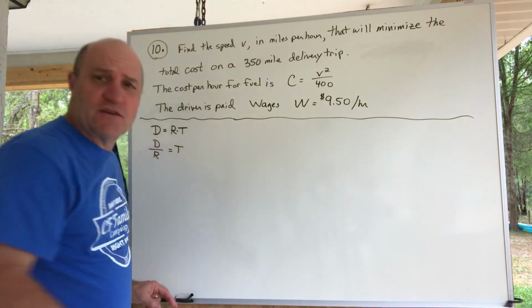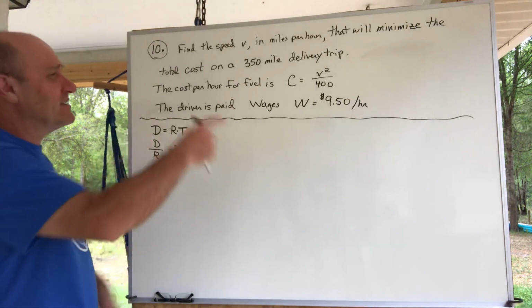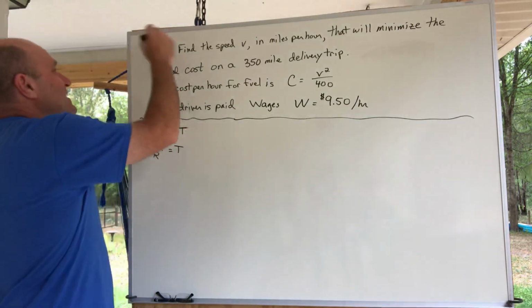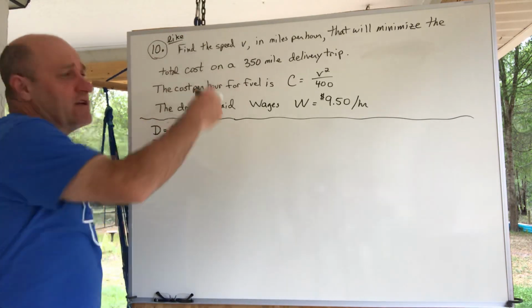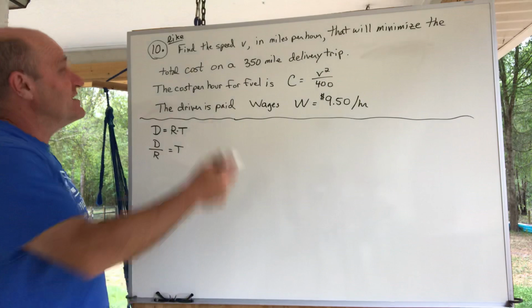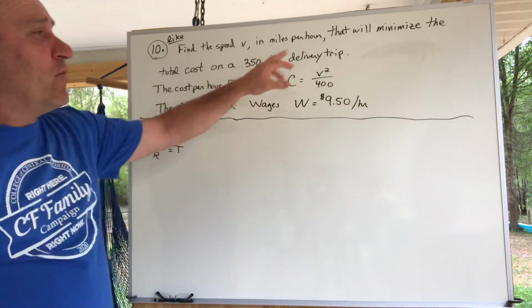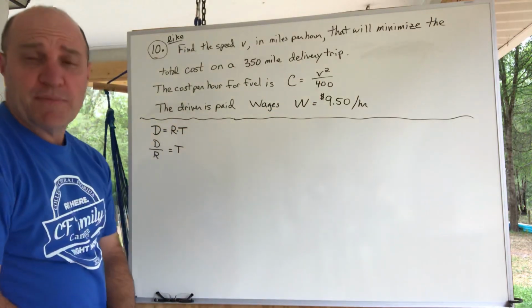This is for my Calculus 1 class. You have a take-home quiz and it has a problem just like this. Actually, it's number 10. Actually, this is not your number 10. I should have written, this is like your number 10 because I changed the numbers a little bit. But it's this cool problem, man. I love this problem. You have to find the speed that will minimize the cost of this 350-mile delivery trip.